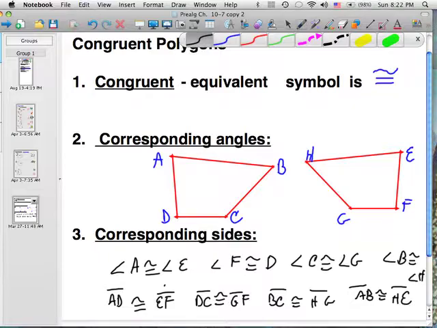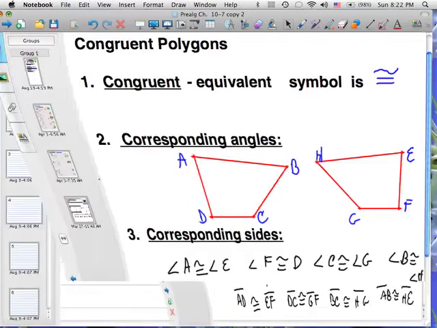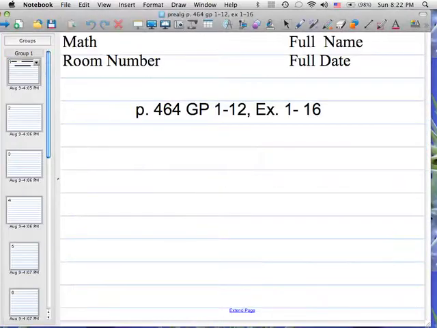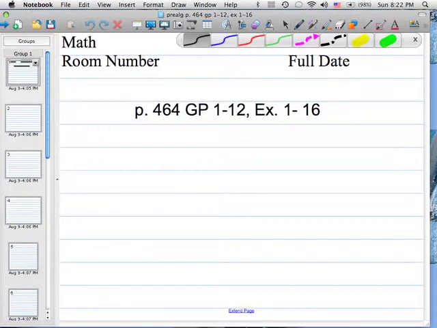So as long as you understand congruent means identical, we're ready to move on to the next thing, which is doing our evens on the assignment. So I had your paper for 464, full heading, skip a line, title, and then turn to 464, and the guided practice number 2.